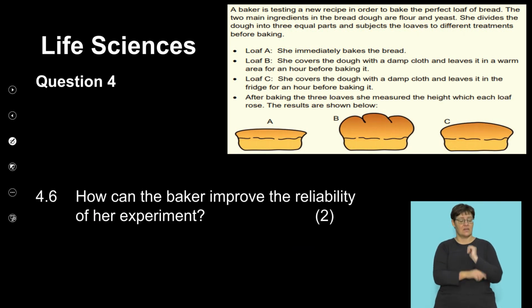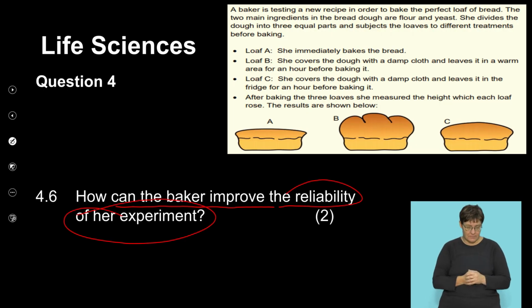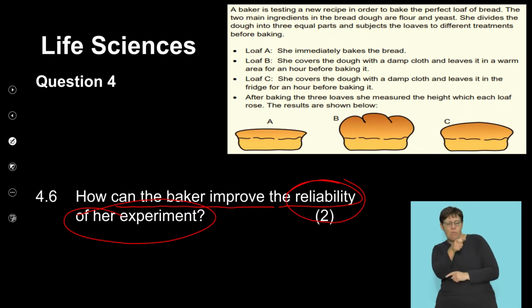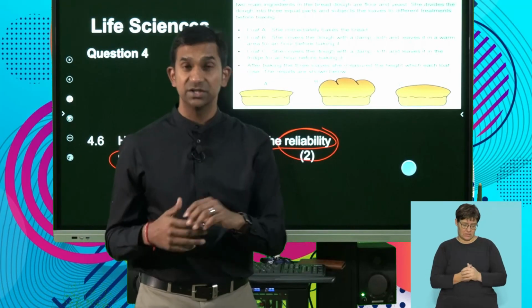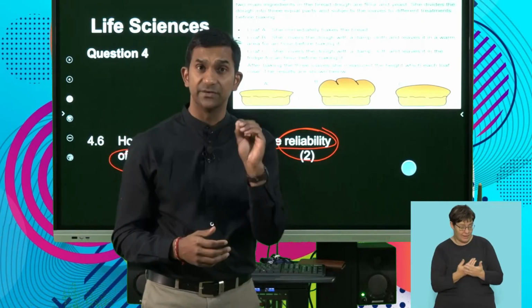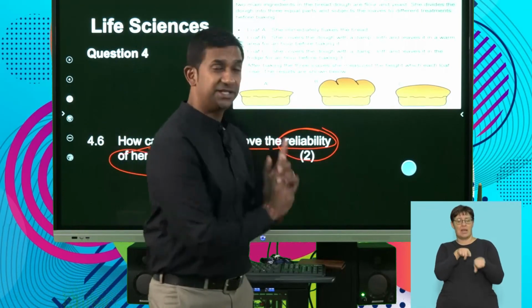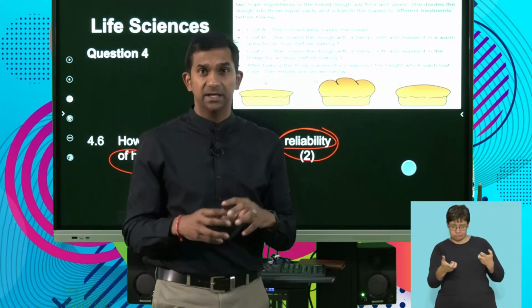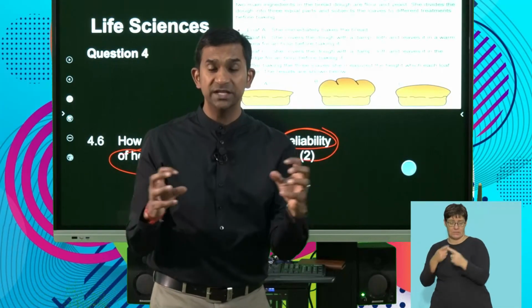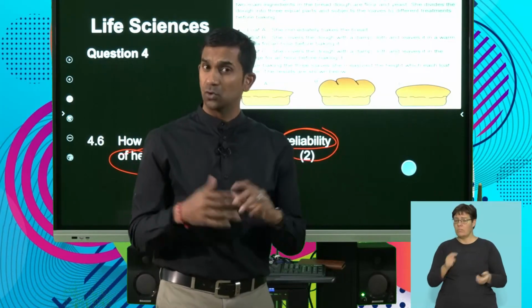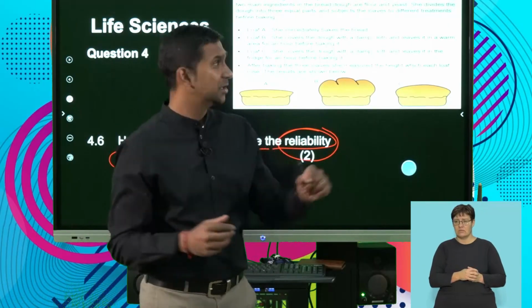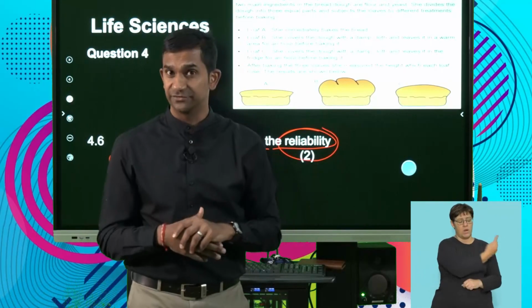Okay, and finally, how can the bread maker improve the reliability of her experiment? Guys, it's important that we're able to reflect on any experiment and comment on the accuracy of our results as well as the reliability. In this particular experiment, the baker had separated the dough into 3 different parts. All she did was use 1 dough for each of the different temperatures.